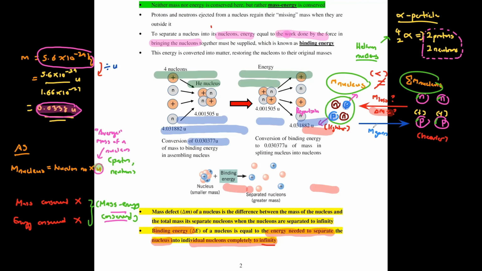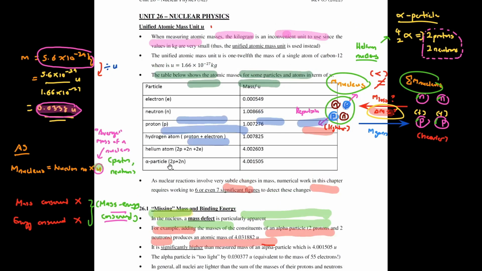And then also just now notice that when I mentioned that between the nucleons and the nucleus, there's usually a difference in mass, either it's mass loss or mass gain. That mass difference is called your mass defect, okay? It is the difference between the mass of your nucleus and the total mass of the separate nucleons when the nucleons are separated to infinity. Okay, these are two terms that you would really need to remember to be able to answer your exam question later on.